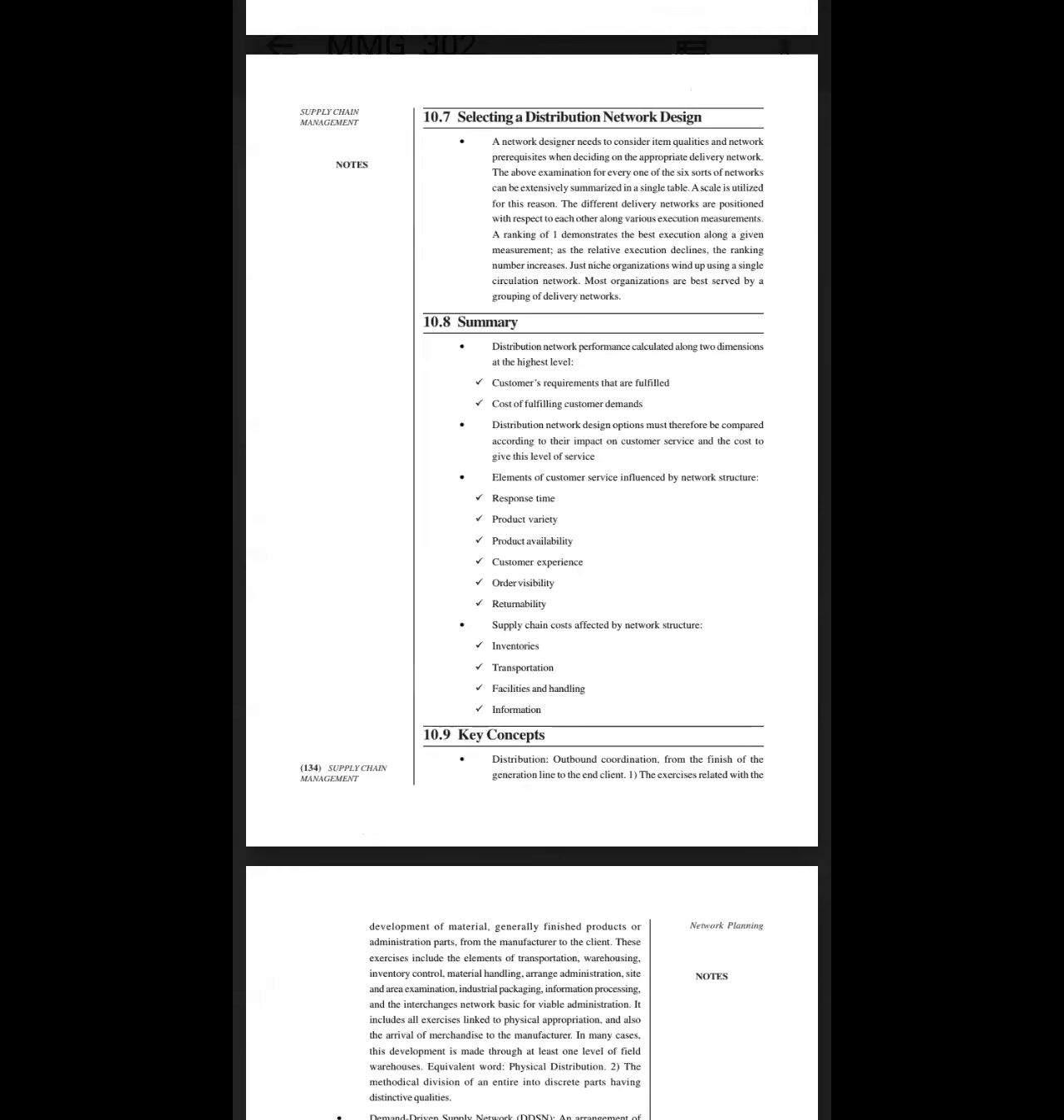Selecting and designing the distribution network. A network design needs to consider items, qualities, and network prerequisites when deciding on the appropriate delivery network. Now they are giving the example of having a good network delivery.